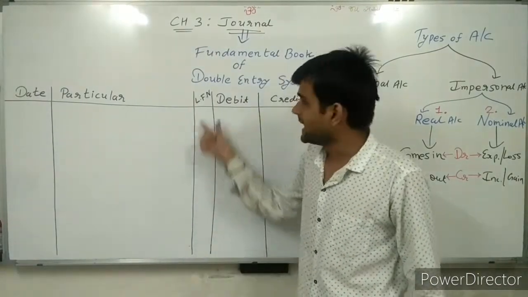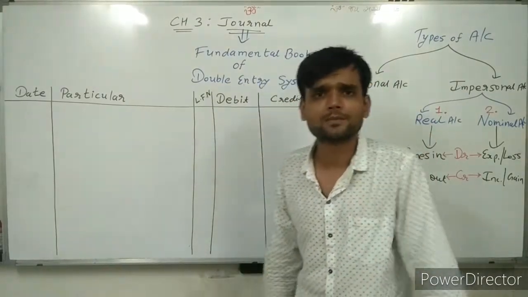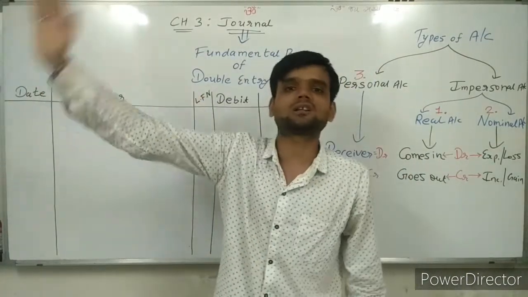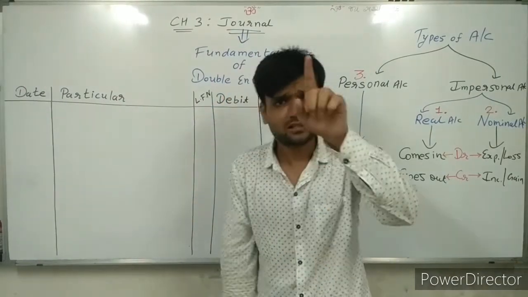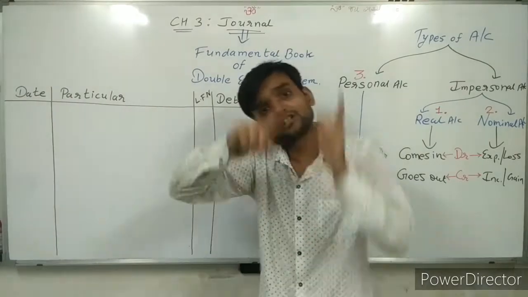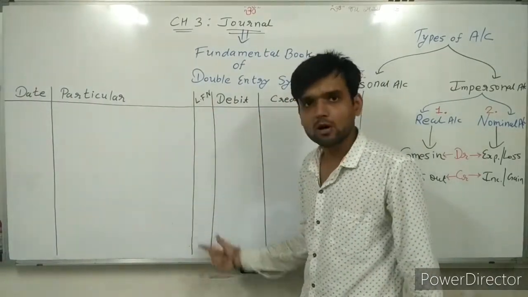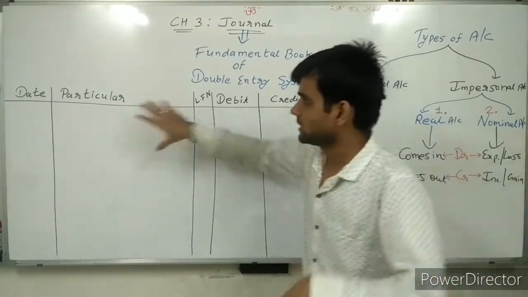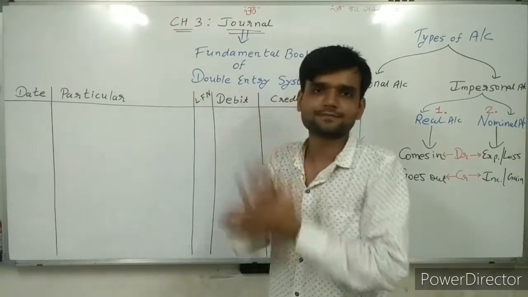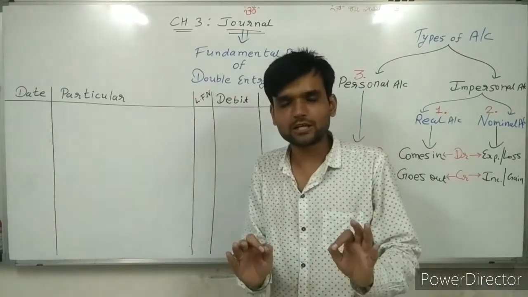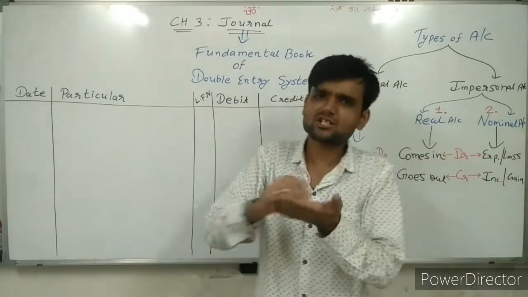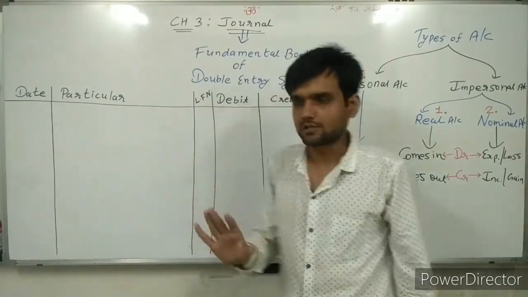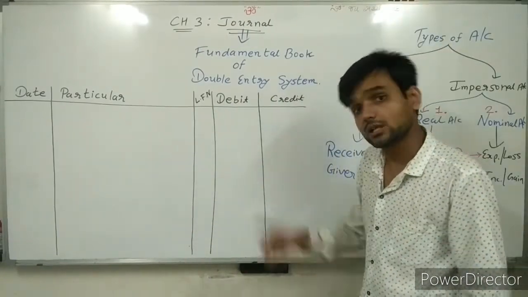Third column, LF number, ledger folio number. Now sir, what is meant by ledger folio number? I will explain that in the next chapters, because in the next chapters there is one chapter which is ledger posting. In that chapter, I will explain ledger folio number. Here I am telling you only one thing: this is the page number on which this journal entry is posted. That is the concept, but we will see the detail in that chapter.